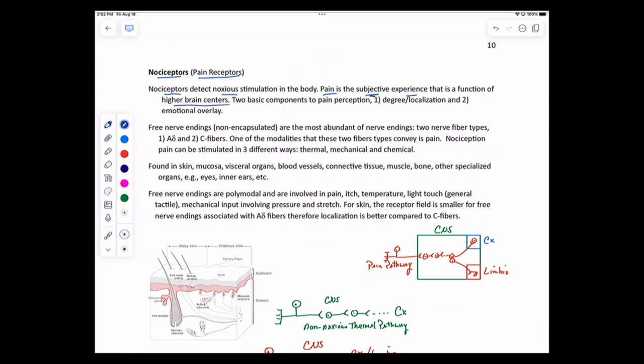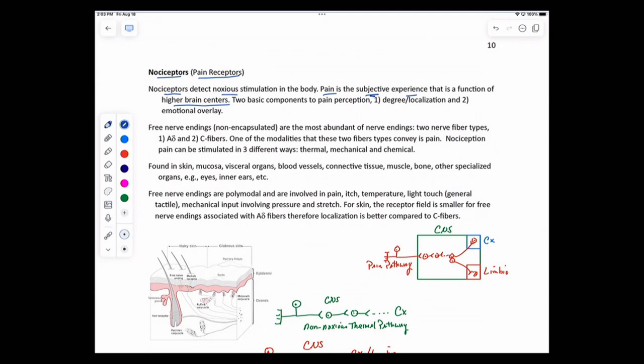So I may have something going on in my skin, maybe a cut or a burn or something, and that input is going to stimulate a pain pathway that's going to make its way to my higher brain centers, where I am consciously aware of the pain. So in a sense, that's where the pain is occurring, in my higher brain centers.